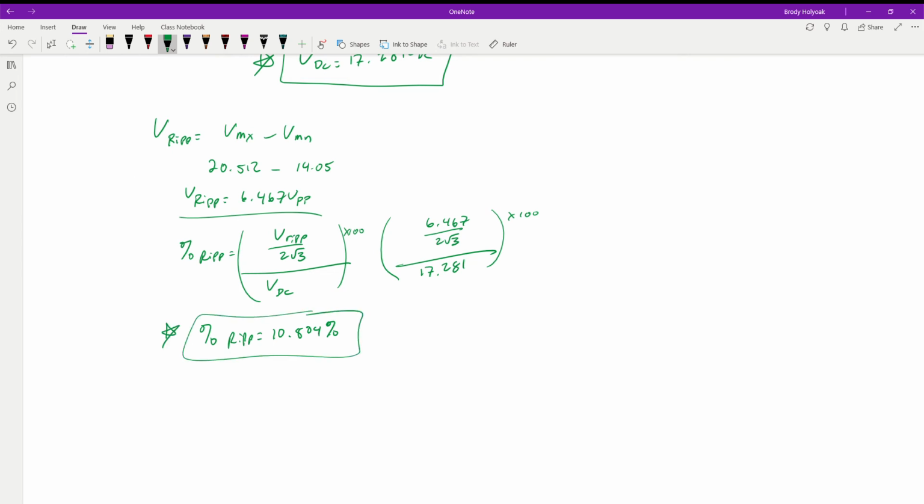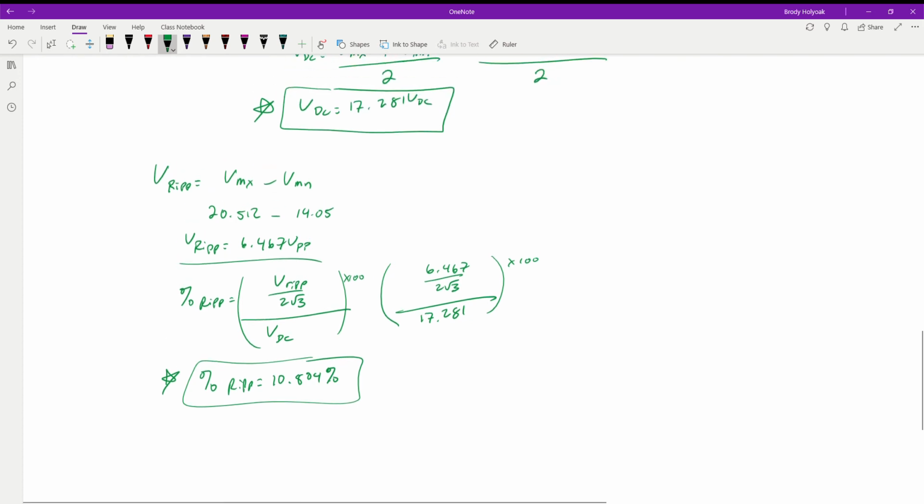And that's the other number we need. So using the exact same components, and all we did was go from a full wave unfiltered to a full wave filtered by adding in one capacitor, these are the values we get. Our VDC is 17.281 volts. Our V ripple is 10.804%, with the total amount of ripple that we had being 6.467 volts peak to peak.